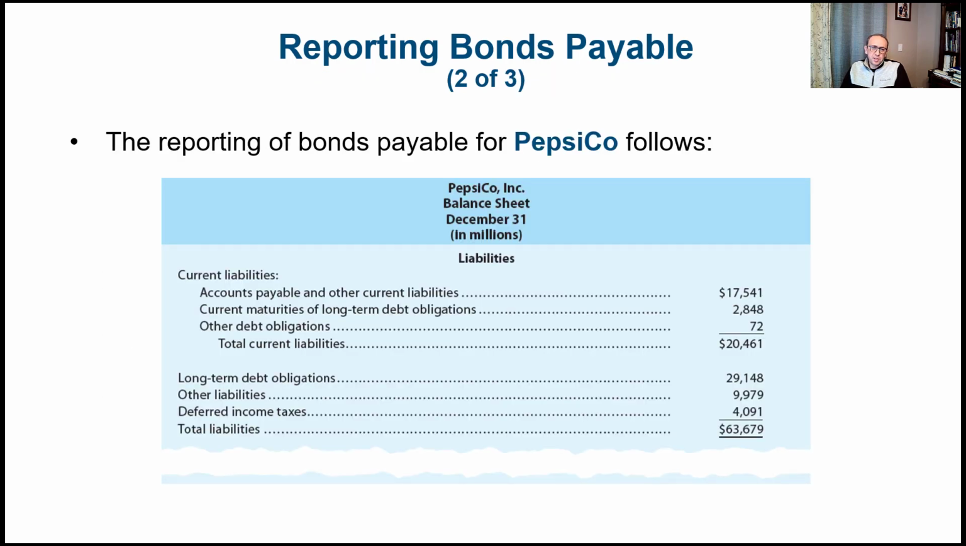And here we have an example for PepsiCo, which is the company that manufactures Pepsi products. Here we have the accounts payable, we have the current maturities of long-term debt obligations and other debt obligations for the total current liabilities. And then we have the long-term debt obligations and other liabilities and deferred income taxes. So this is how you can see the long-term debt obligation represents the bonds payable for the company.